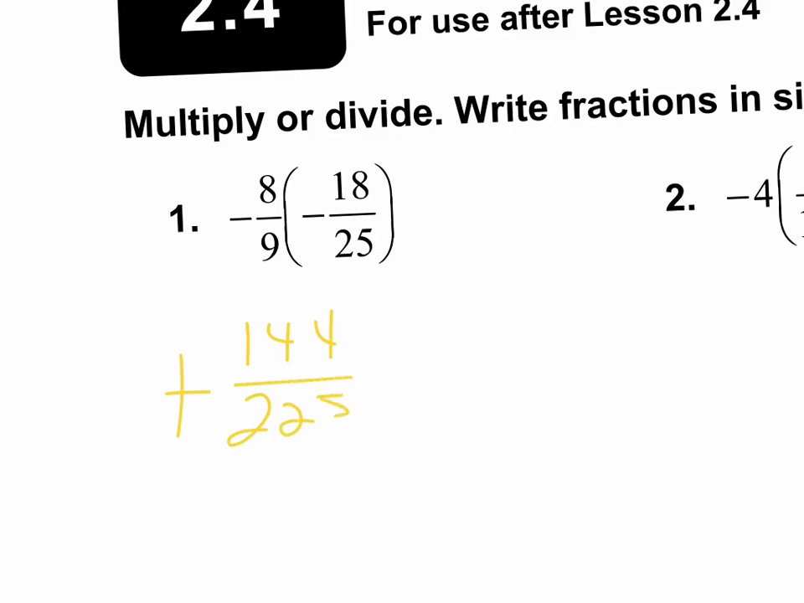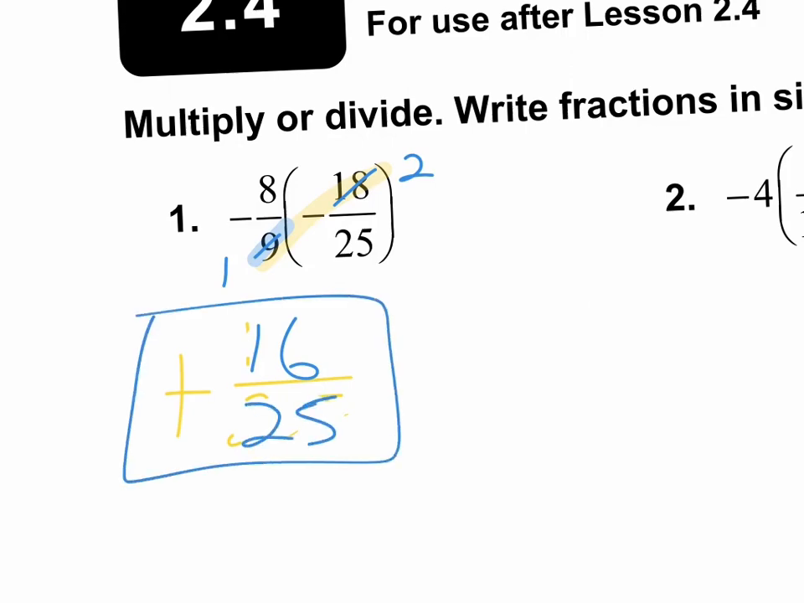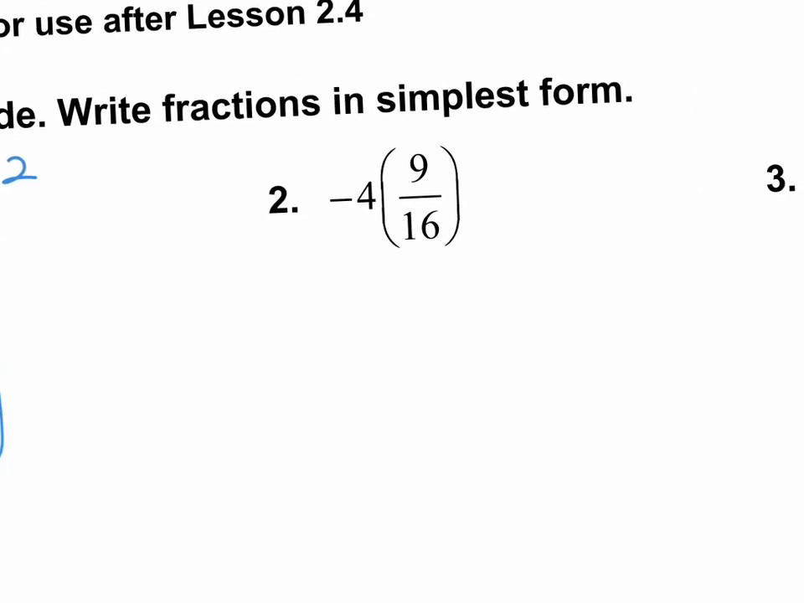Another thing we could have done instead of doing this is, hey, I look at my diagonals, and guess what? 9 goes into 9 and 8 into 18. So 9 divided by 9 gives you 1. 18 divided by 9 is 2. And then all I would have to do is erase this and get 8 times 2, which is 16. And then 1 times 25, which is 25. And this would be your answer. Positive 16/25. All right, moving on.